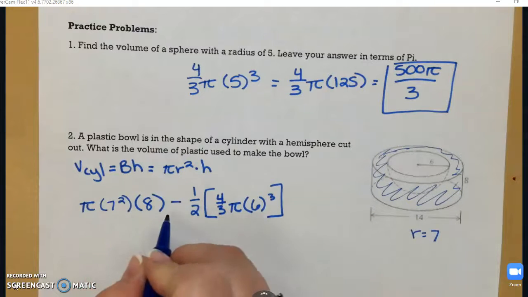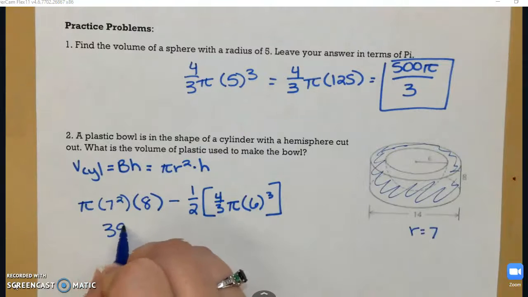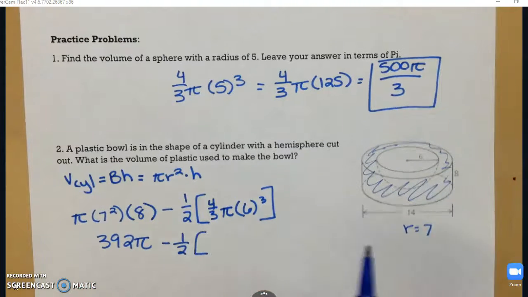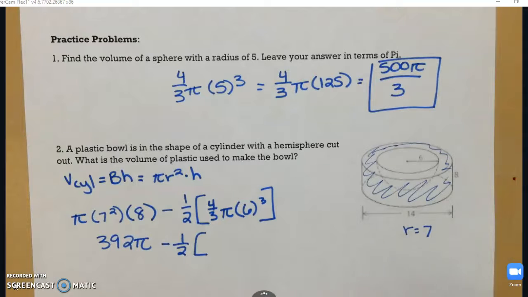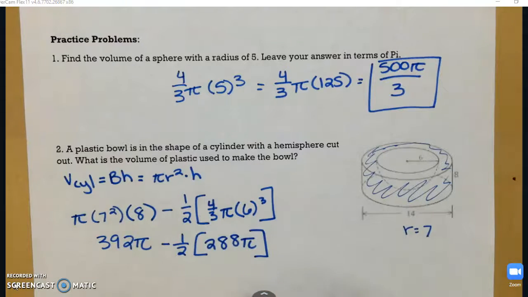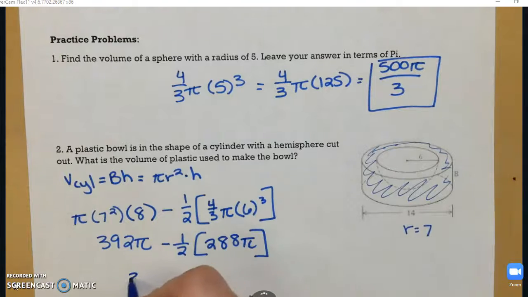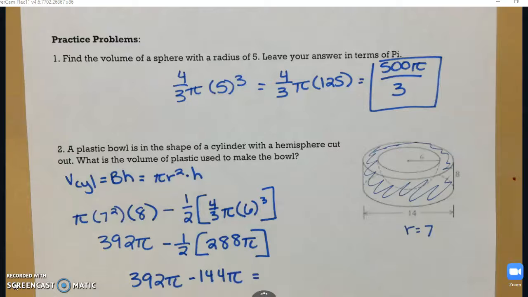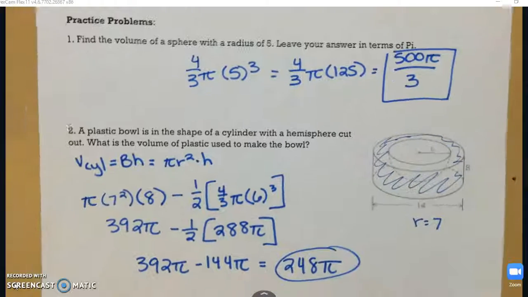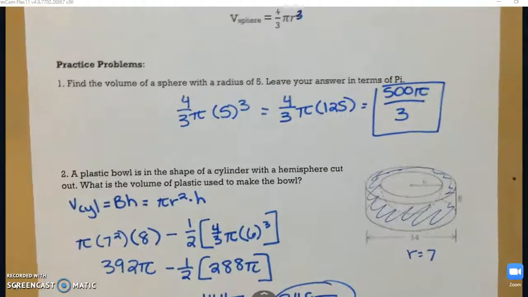So this gives me 49 times 8, which is going to be 392 pi, minus 1/2. 6 cubed is 216 times 4/3 gives me 288 pi. And then we have that. We're going to get 392 pi minus 144 pi, which leaves us with 248 pi. Again, we're ending it on a nice, light, easy note. That is our volume of a sphere.